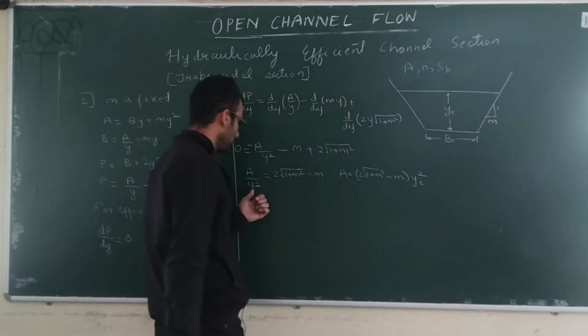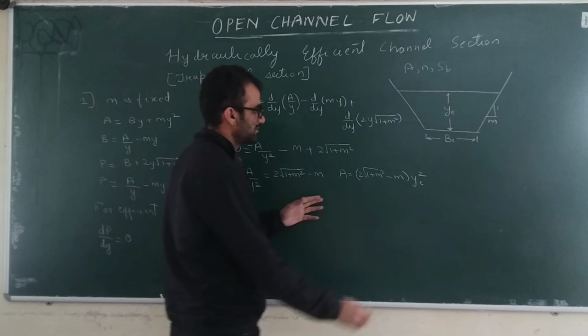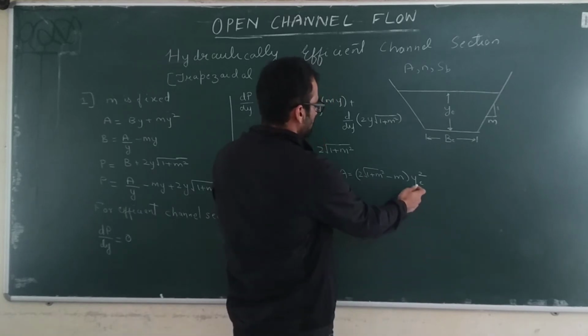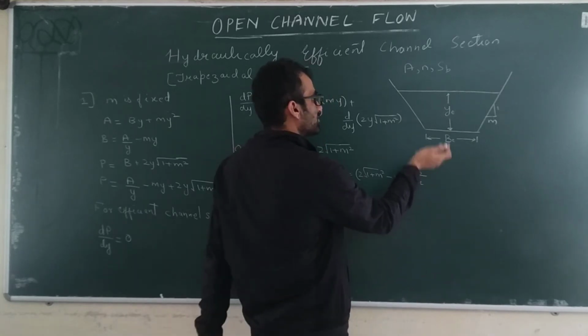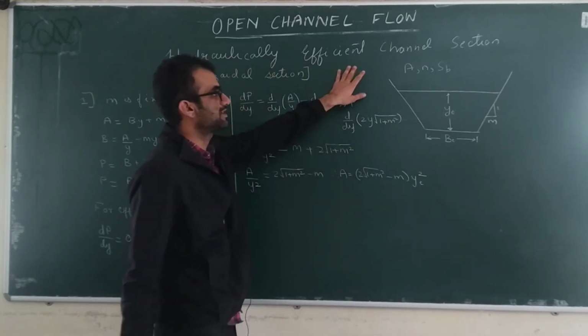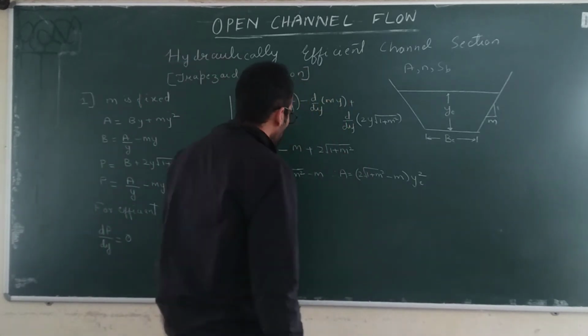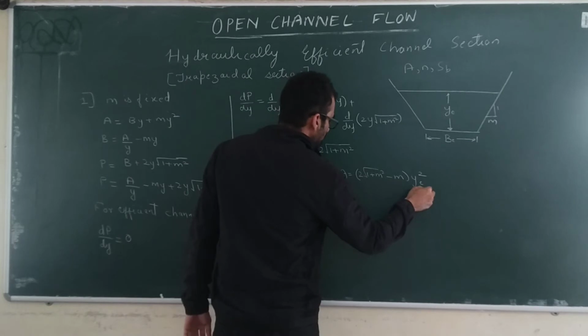Now I am writing y as ye because this will represent the criteria for most efficient channel section. So this depth will correspond to the most efficient channel section depth, so I have used the subscript e. Alright, so this is the area.